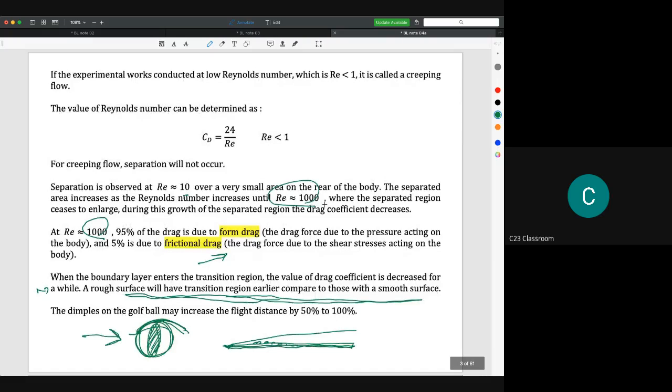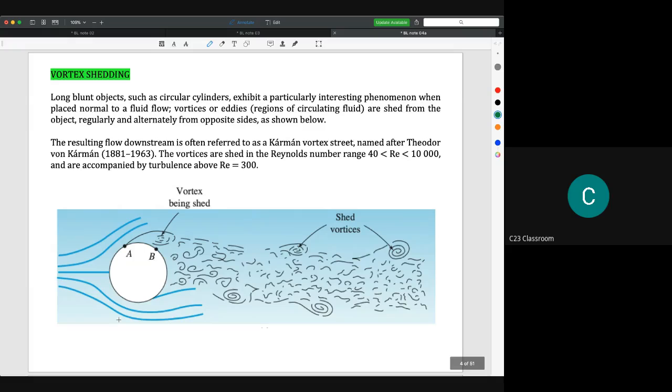So that's why with the golf ball, I think it is an advantage for you to search about the history of the golf ball and what happened with the golf ball. So the dimples on the golf ball may increase the flight distance by 50 to 100%. So it can double the distance of the golf ball if you use the dimples. So that is the idea of this one.